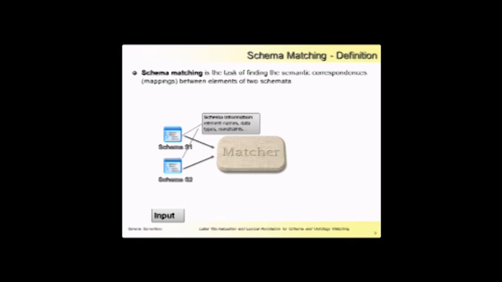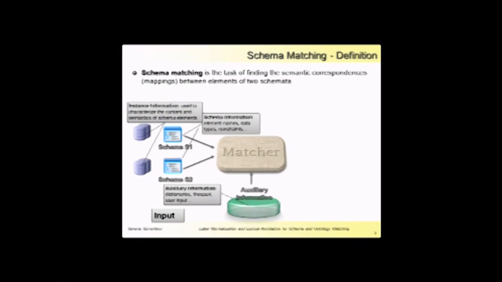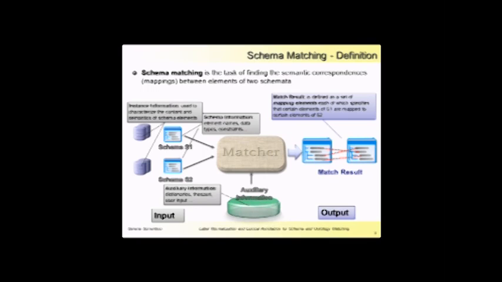and so on. It may also use, during the schema matching process, auxiliary information such as dictionaries, thesauri, or glossaries, and so on. And when available, it may also use instance information. The output of a schema matching system, of a matcher, is a match result which is composed of a set of mapping elements specifying that a certain element of the first schema corresponds to a certain element of the second schema.